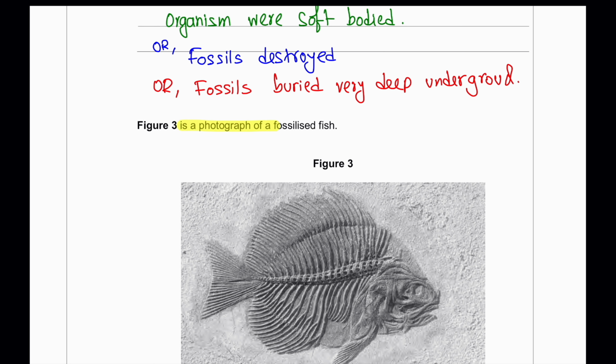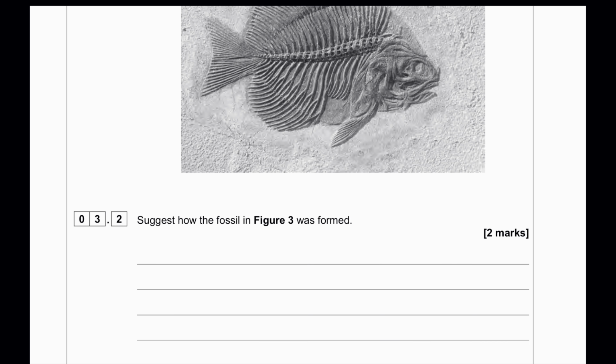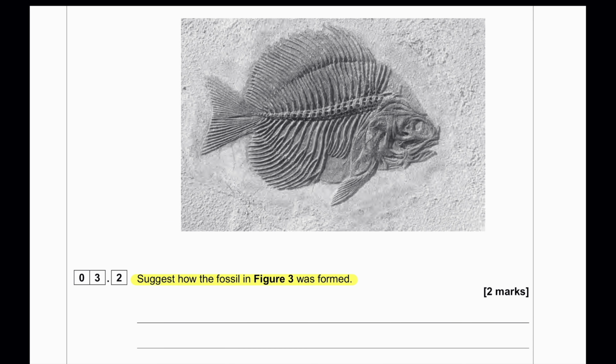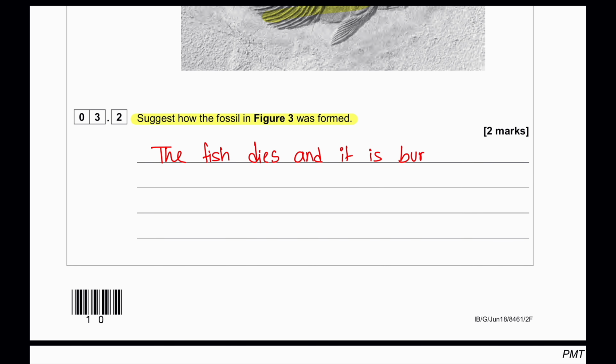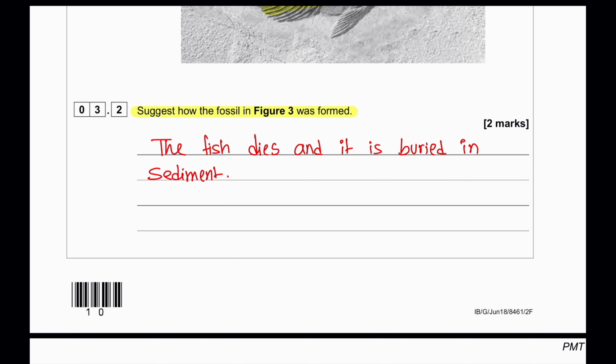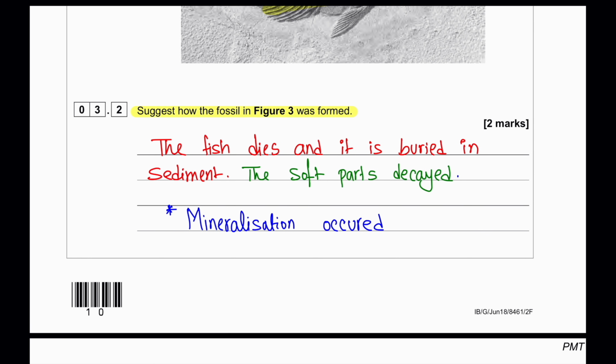Figure 3 is a photograph of a fossilized fish. Suggest how the fossil in figure 3 was formed. As we can see in this particular figure, we can only see the bony portions of the fish, and the soft portions are not present. So we can conclude that when the fish died, it got buried in sediment and the soft portions decomposed or decayed, whereas mineralization occurred in the bones.